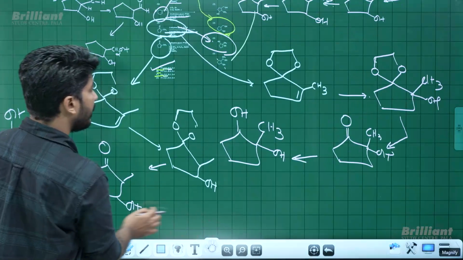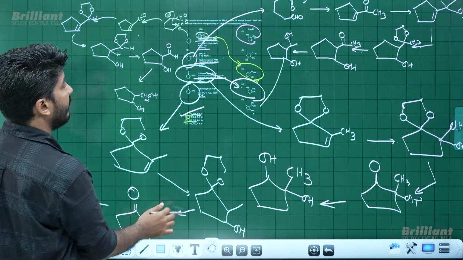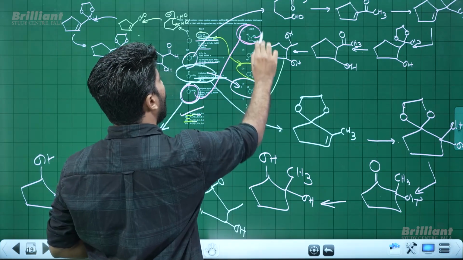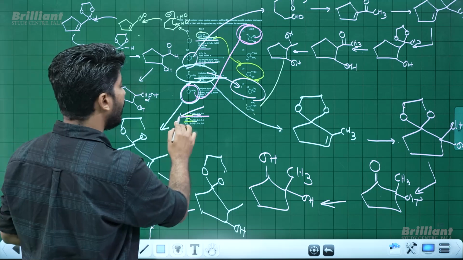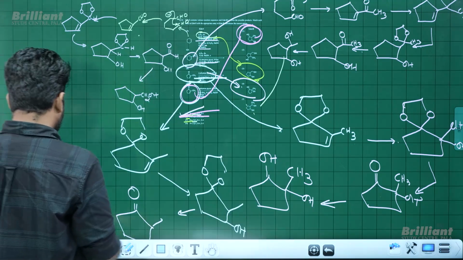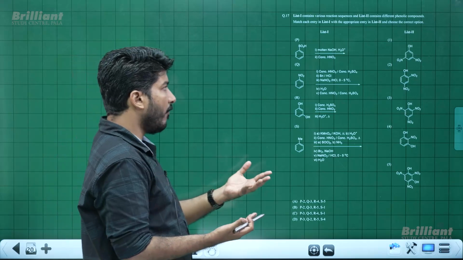So that is clearly 1. Compound 1 it is. So S is matched with 1. So option A is going to be our answer. Now we have one more question of this form.